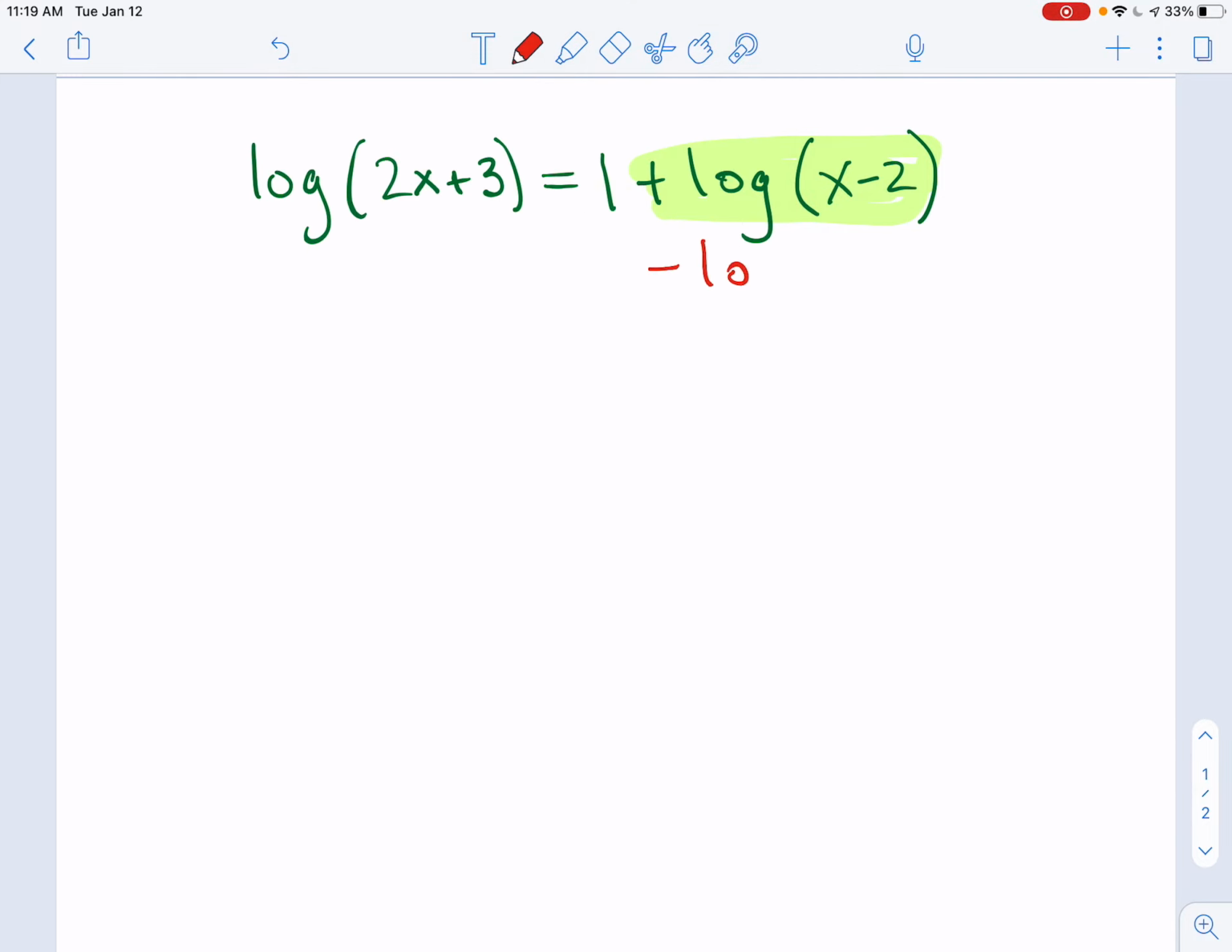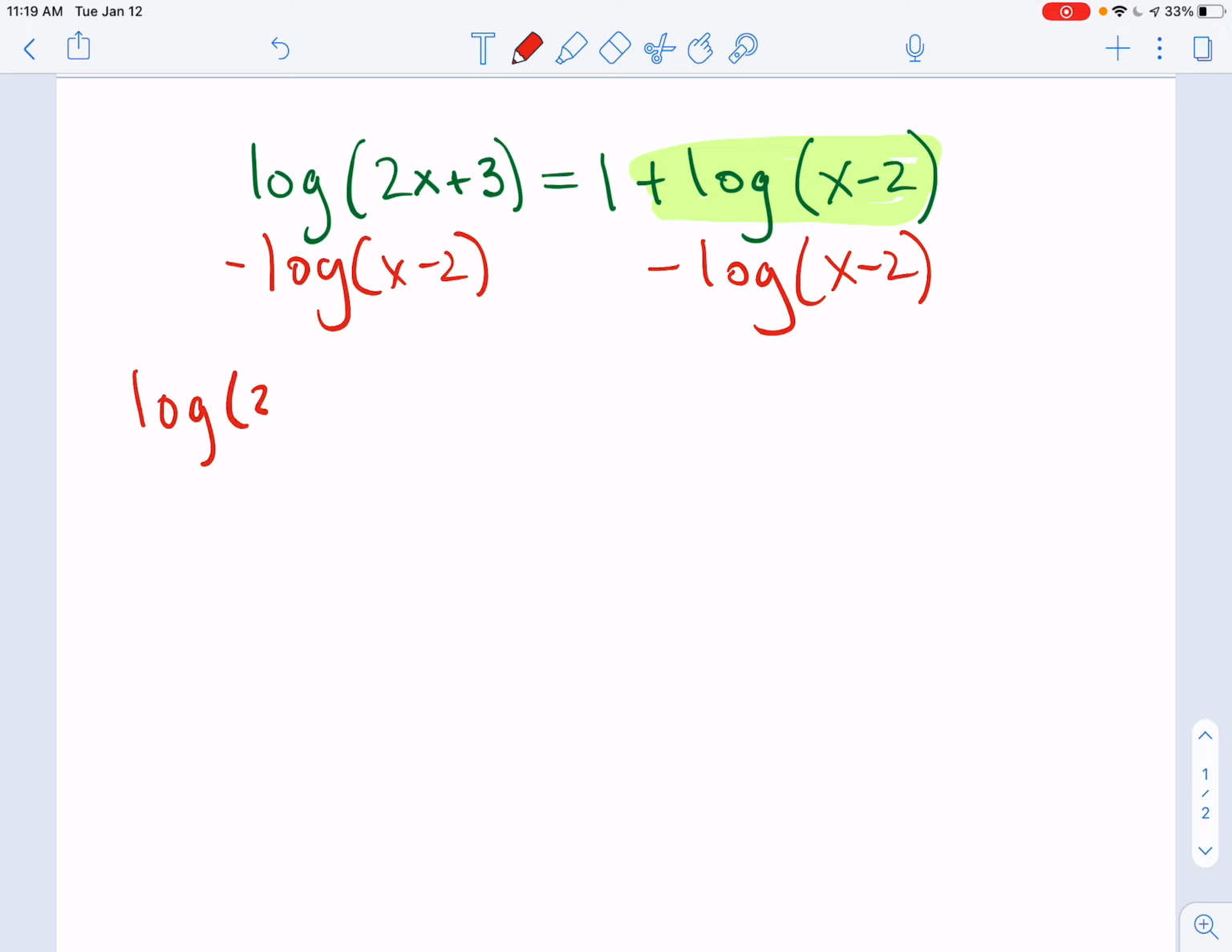So to move it, I'm going to say minus log(x - 2) on both sides. So once I do that, I'm left with log(2x + 3) minus log(x - 2) equals 1.